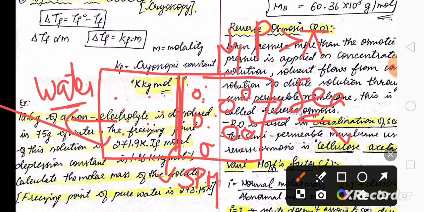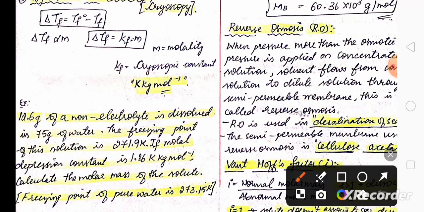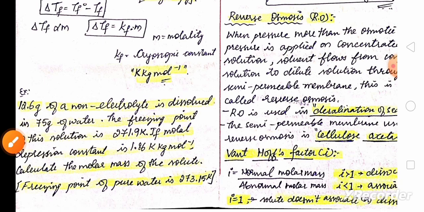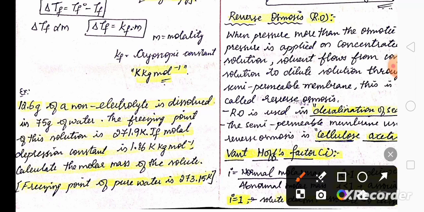So at that time the water molecules start moving from concentrated solution to dilute solution, which means osmosis takes place in the reverse direction. That is reverse osmosis. So when pressure more than osmotic pressure is applied on concentrated solution, solvent molecules, meaning water molecules, start moving from concentrated solution to dilute solution through the semi-permeable membrane. So in RO, reverse osmosis, the semi-permeable membrane used is cellulose acetate, and RO is used in desalination of seawater.